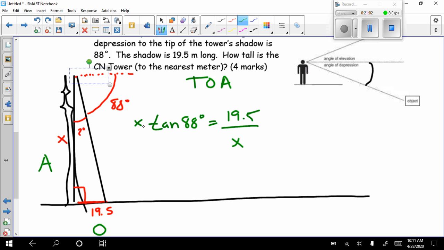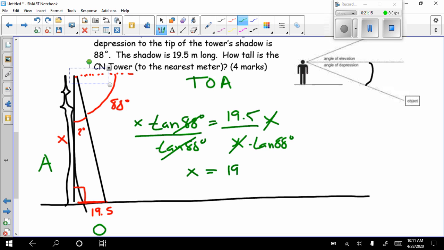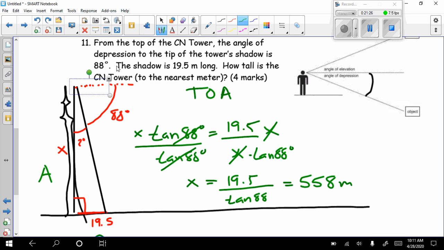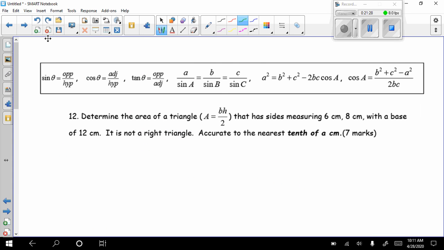And to get x by itself, I'd bring x up here. So I'd multiply both sides by x. That gets rid of it. And then divide both sides by tan of 88. That gets x on its own and at the top. So x is equal to 19.5 divided by tan of 88. And when you do that, you get 558 meters.